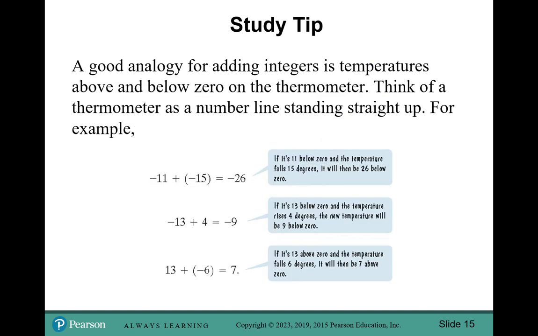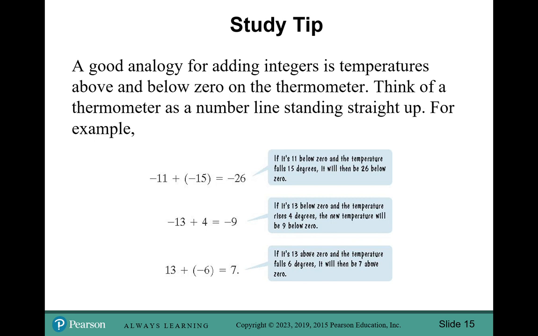Study tip. A good analogy for adding integers is temperatures above and below 0 on a thermometer. Think of a thermometer as a number line standing straight up. For example, negative 11 minus 15 is negative 26. If it is 11 degrees below 0 and the temperature falls an additional 15 degrees, it will then be 26 degrees below 0. Very cold.